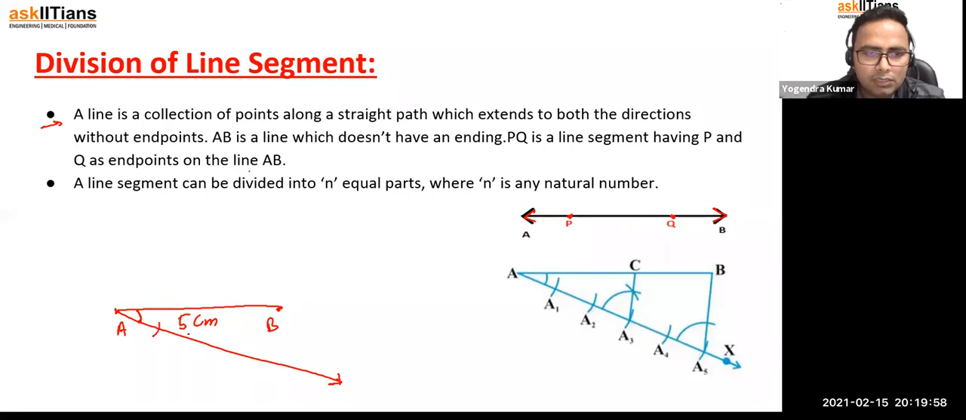We make equal arcs. Suppose 5 parts, we can name the points A1, A2, A3, A4 and A5. Now join the last point to B. After that, you need to draw a line from A4 parallel to BA5, meeting the line segment AB. So we make an arc here, make the same arc there, measure how much this is, take the same measure from here and join it here. I hope you got it.